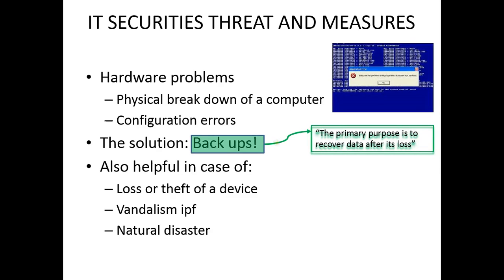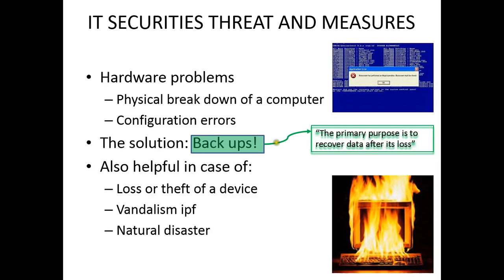The primary purpose is to recover data after it's lost, be it by data deletion or corruption. The secondary purpose of backups is to recover data from an earlier time. Backing up can also be useful in cases of loss or theft of a device, vandalism, or natural disasters. Companies use high-volume, high-speed backup systems similar to Carbonite, iCloud, or Google Cloud Storage. Personal backups may be as simple as a CD, DVD, or external hard drive with electronic information that a person might want to preserve.